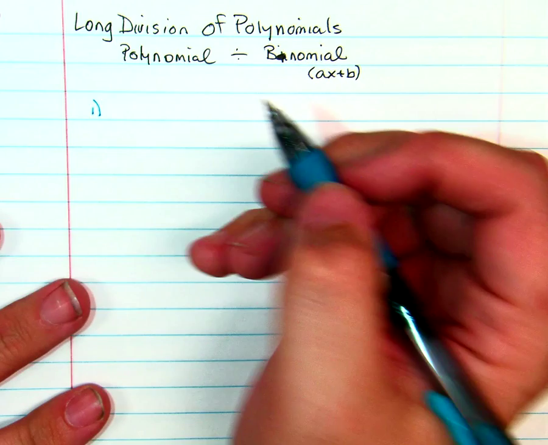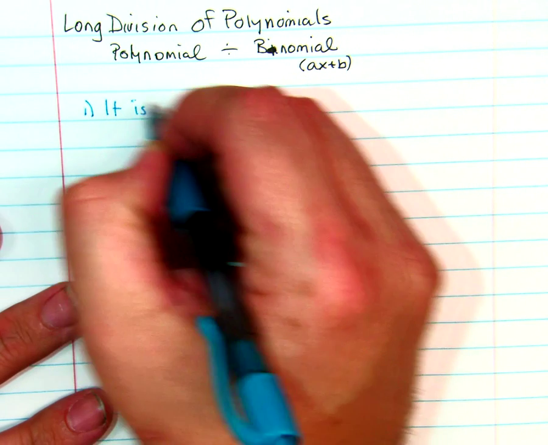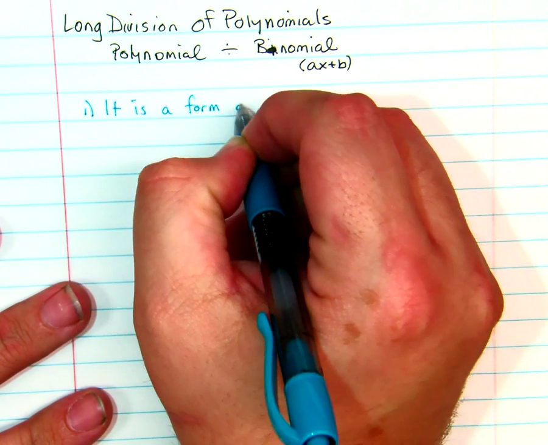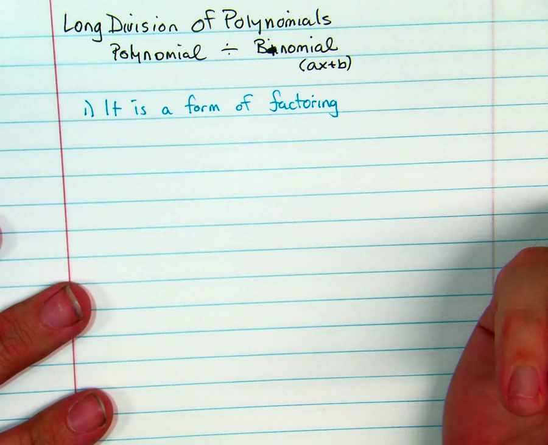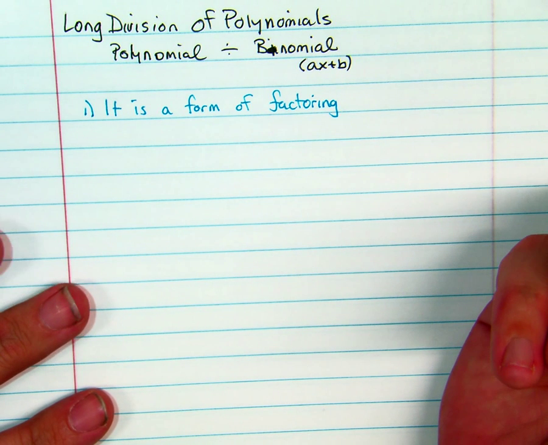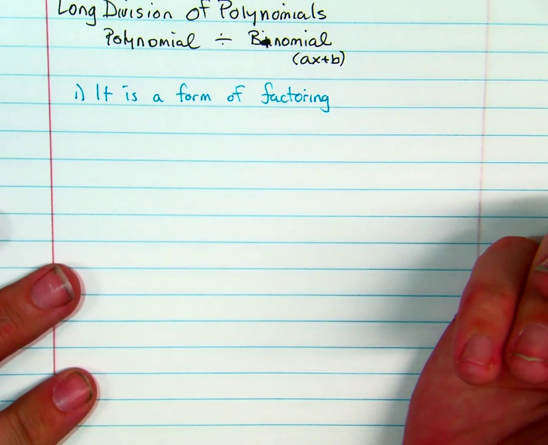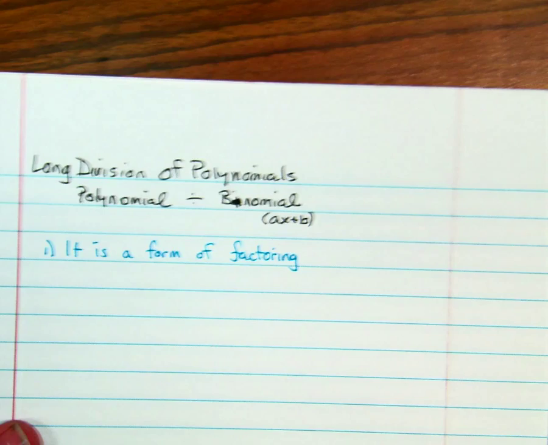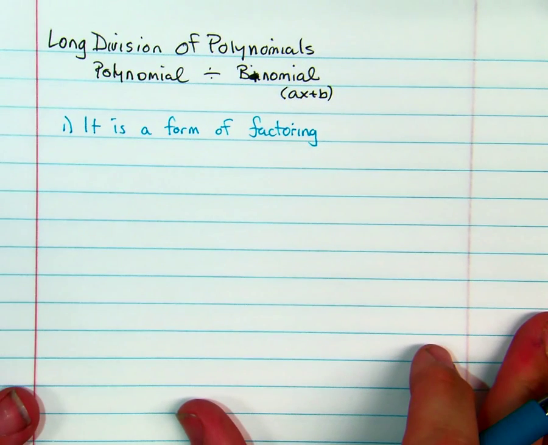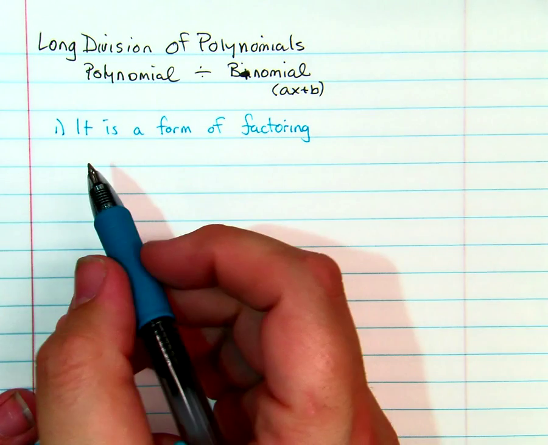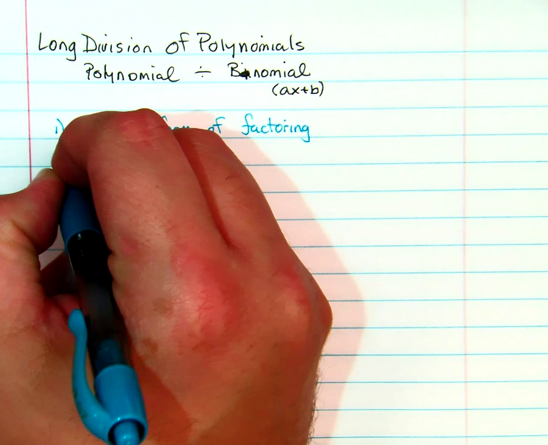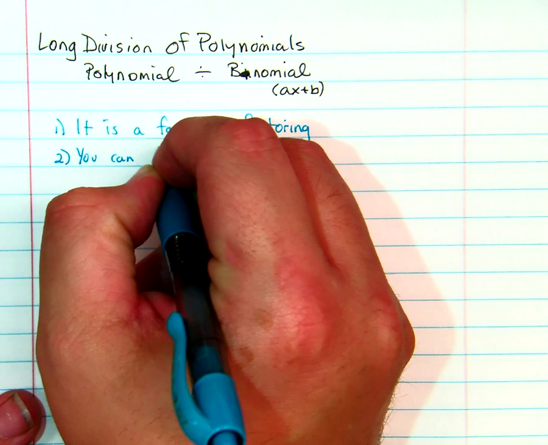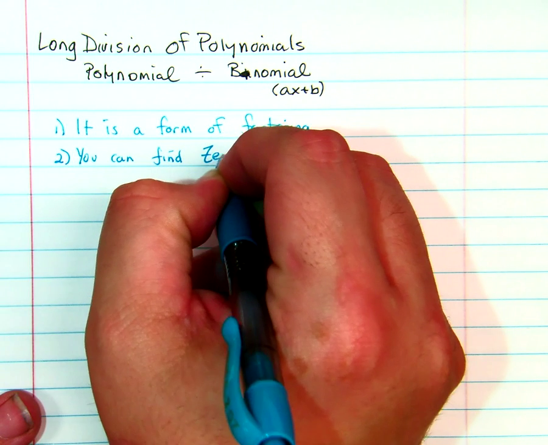One, it is a form of factoring. So instead of the factoring ways that we've done stuff in the past, and I'm sorry if this stuff gets crooked, my videos are awesome. It's a form of factoring because you can get an answer that's a product of two factors. Two, you can find zeros doing this.